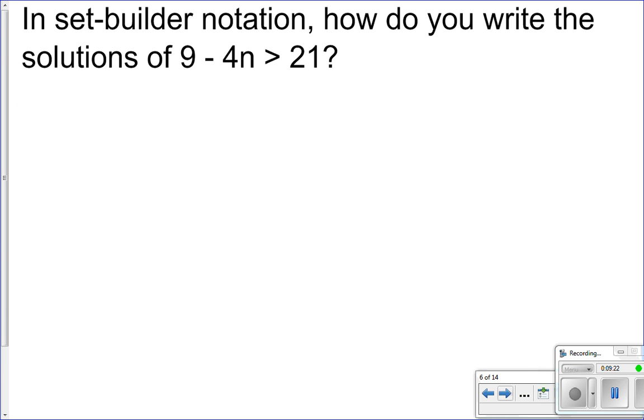In set builder notation, how do you write the solutions of 9 minus 4n is greater than 21? Give it a shot. If it helps, look at the past slide and look at the notes that you took and use that information to help you set up this one.